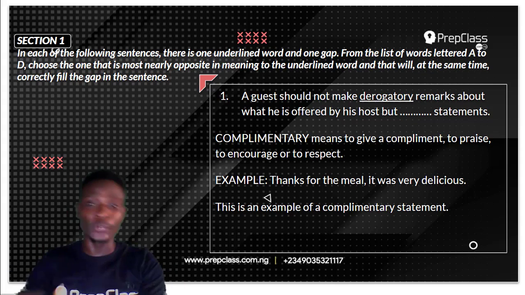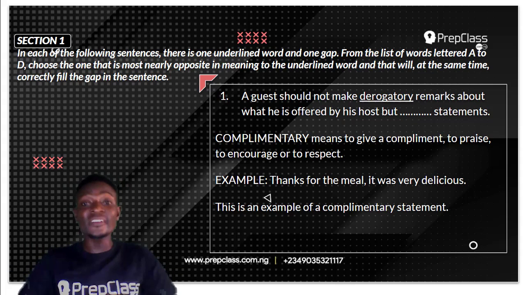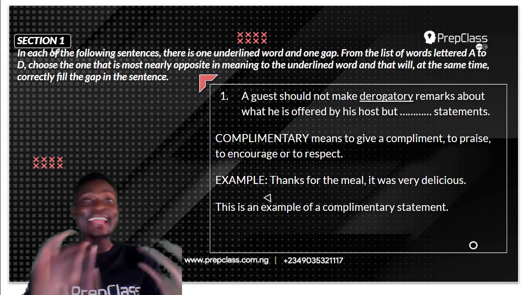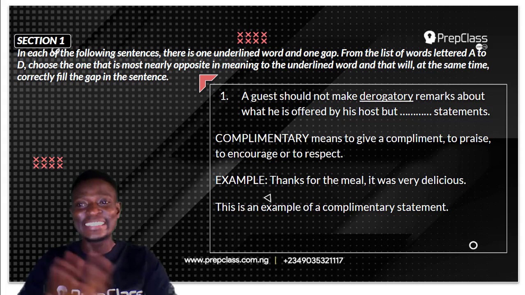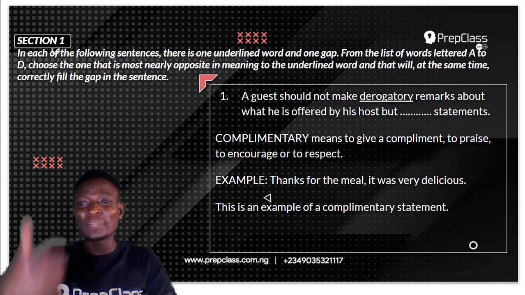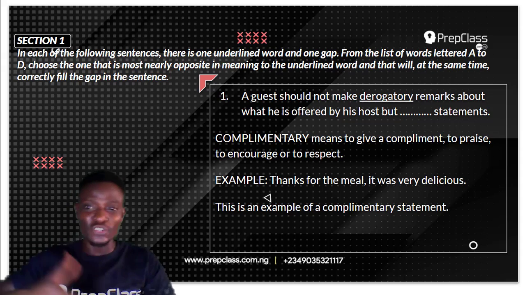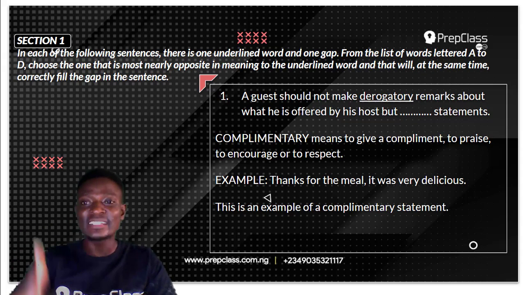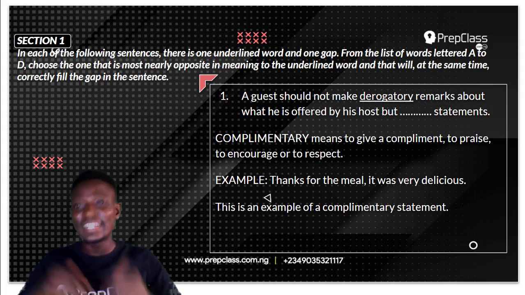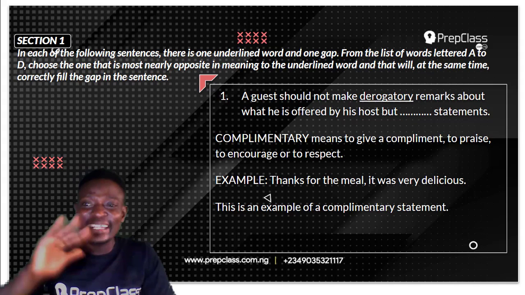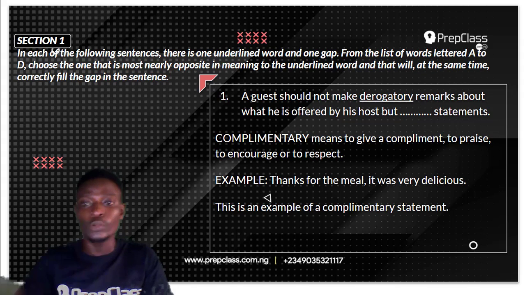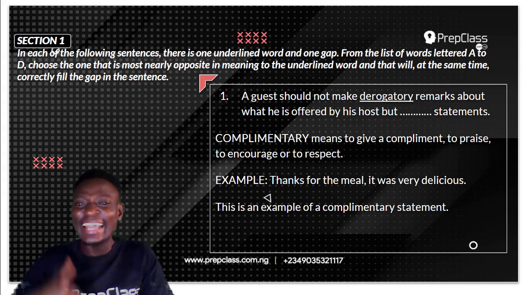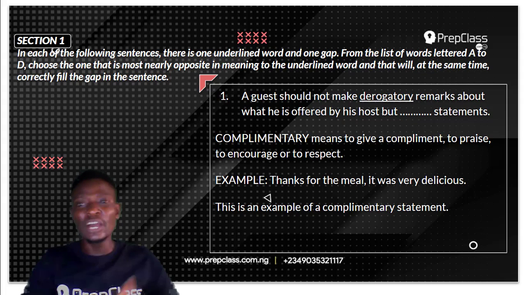Now, using the same scenario, you went to somebody's house, the person offered you a meal, and after eating the meal, you make a remark like, thanks for the meal, it was very delicious. Now, this is a complimentary statement. It does not belittle, it praises, it encourages, and it gives a compliment. That is the opposite of derogatory. Derogatory remarks lessen and belittle someone, while complimentary remarks praise and encourage someone. So, complimentary is the opposite of derogatory.